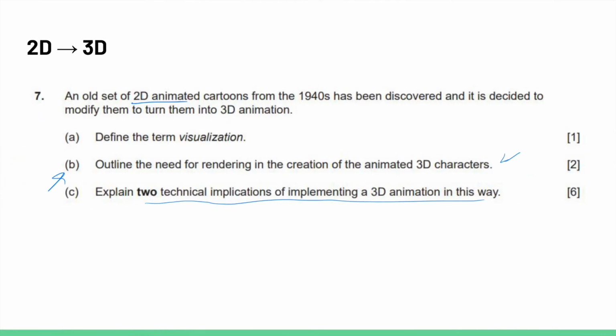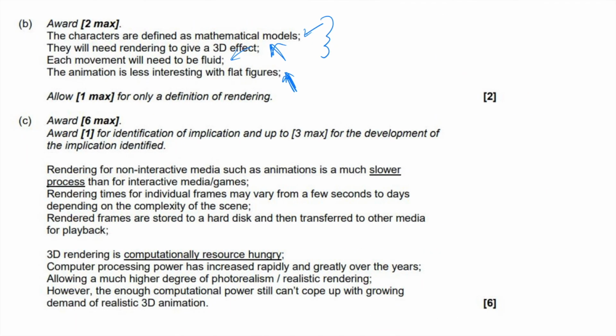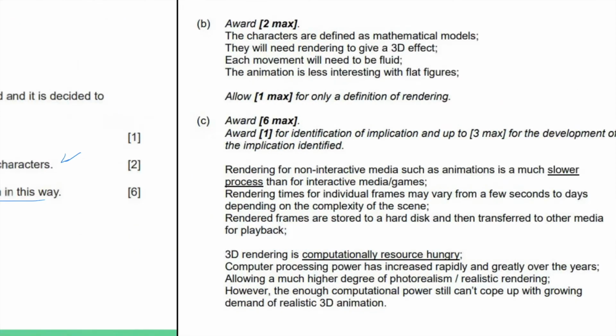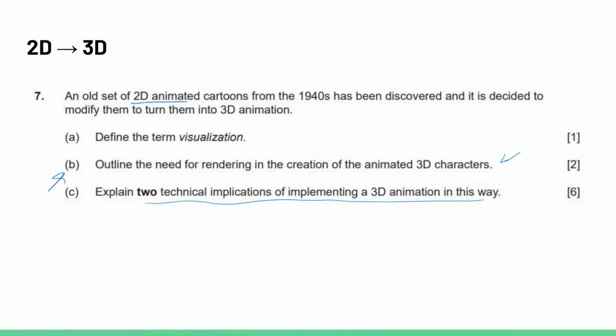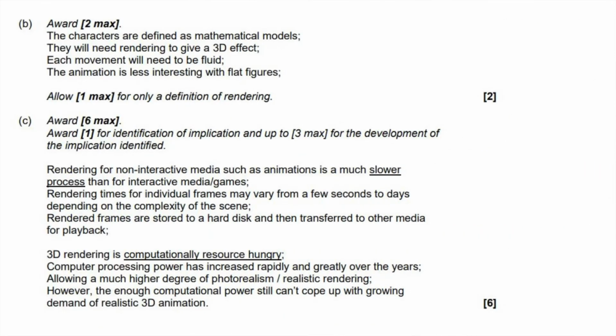So first, outline the need for rendering and the creation of the animated 3D characters. Basically what we're doing is we're talking about why we need rendering to take the 2D cartoons and turn them into 3D animations. Now, the characters are defined as mathematical models. They will need rendering to give a 3D effect. So right now they're just 2D images and they're just mathematically defined, but we need to render them to actually take those 2D images that are stored and allow them to be depicted as 3D objects.